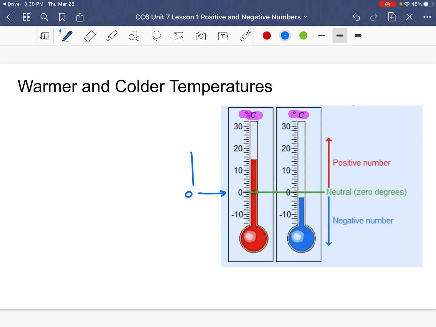Above that are the positive numbers, and the higher you go, the warmer the temperatures get. Below 0 are the negative numbers. You can see the negative symbol here in front of 10, and the lower you go on the thermometer, the colder the temperature.